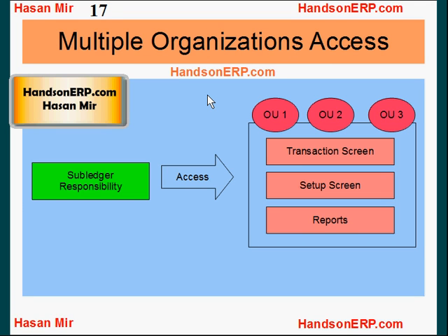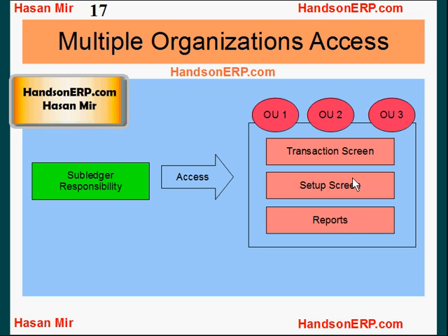So the bottom line is that multiple organizations access control is a feature of Oracle that lets you use one responsibility to have access to multiple operating units. When we say access, we are talking about transaction screens, setup screens, and reports. So without switching responsibilities, you can go to a transaction screen and you will have a pick list available to choose the operating unit from, and based on whatever operating unit you choose, you will see transactional data for that operating unit, and the same thing will be applicable to setup screens.